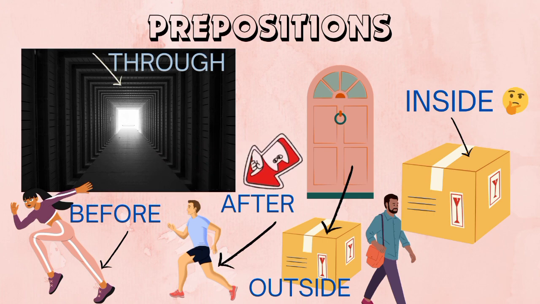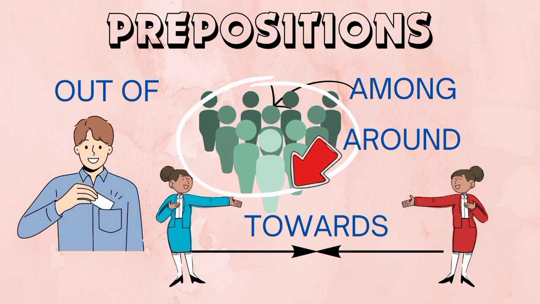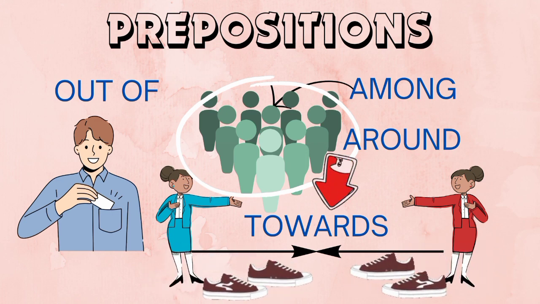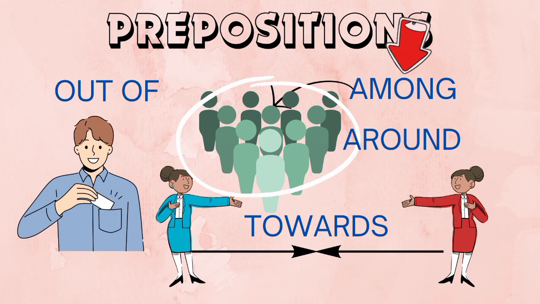Before, after. Through, towards. For example, walk towards each other. Among. I am among many people around. For example, there are many people around me. Out of. I am out of cash.